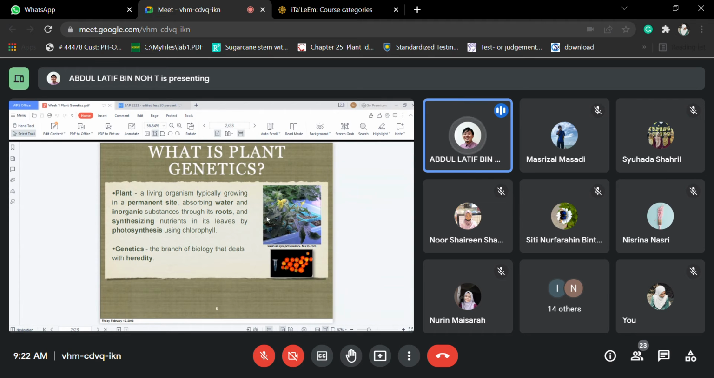They absorb water and some of the inorganic substance like the metals, right? Through its roots and synthesizing nutrient in its leaf by photosynthesis using chlorophyll. But I guess you guys learn all about these particular terms in the plant physiology and principle of plant science last time. Right? So this is the thing. And genetics is the branch of biology that deals with heredity. Right? That deals with heredity.